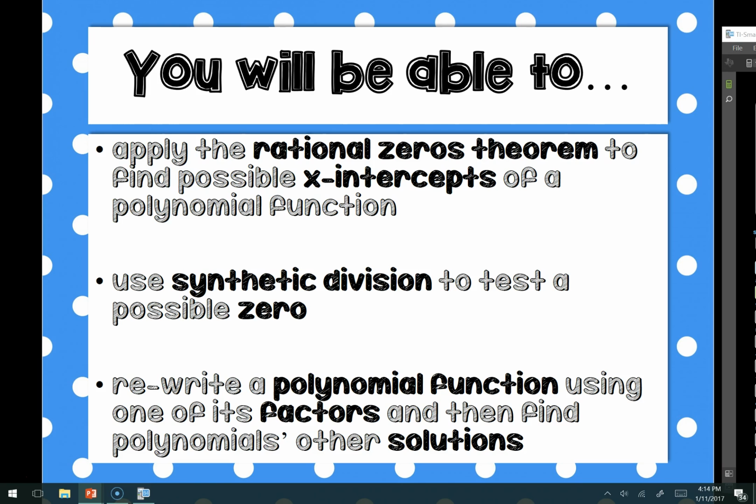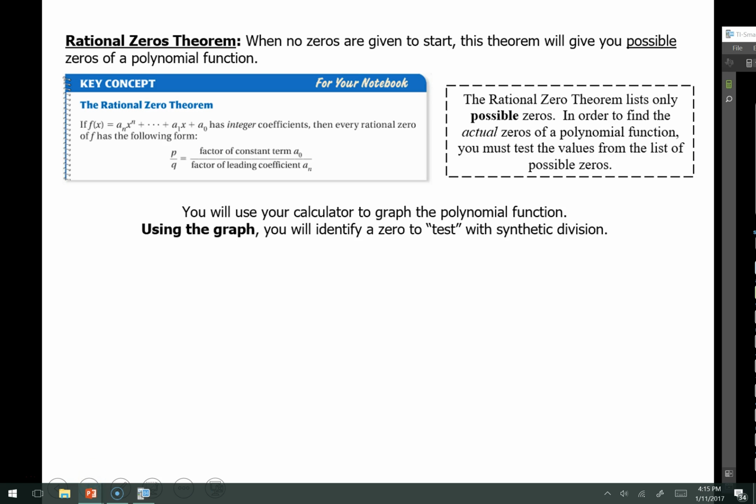And then we're going to rewrite the polynomial using that zero as a factor and then find all of the other solutions to the polynomial. So let's get started by looking at the rational zeros theorem.